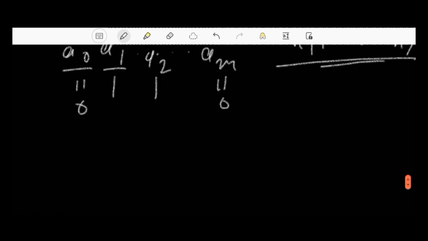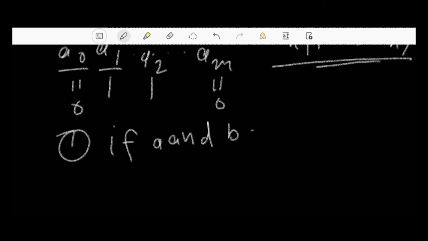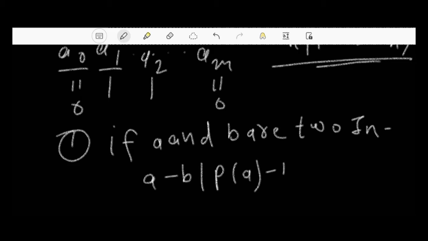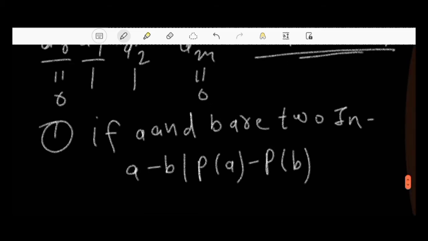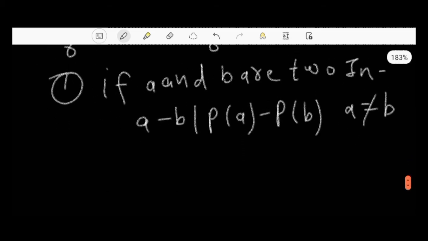For this I'm going to use a lemma that is very useful to solve such problems, and we already talked about it in our previous video. If a and b are two integers, then a minus b divides p of a minus p of b, and of course a is not equal to b; a and b are distinct integers. So let's see how we can apply this.